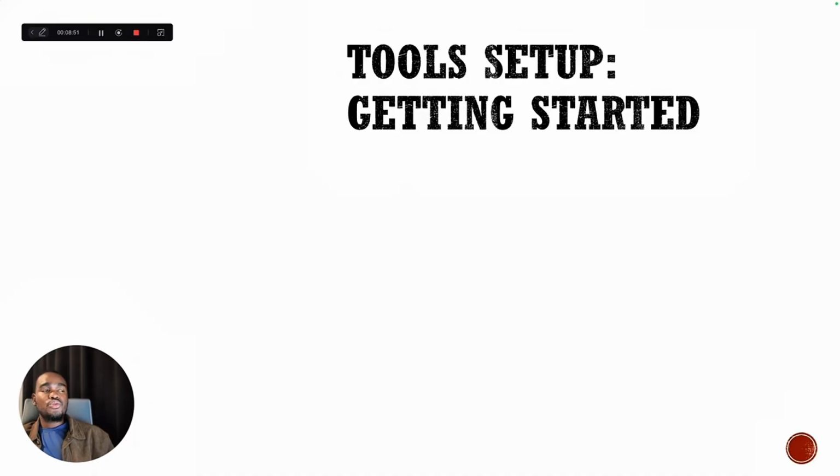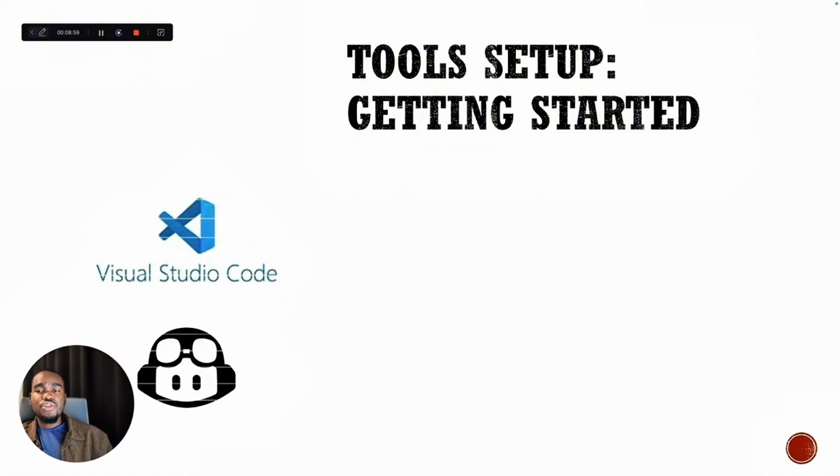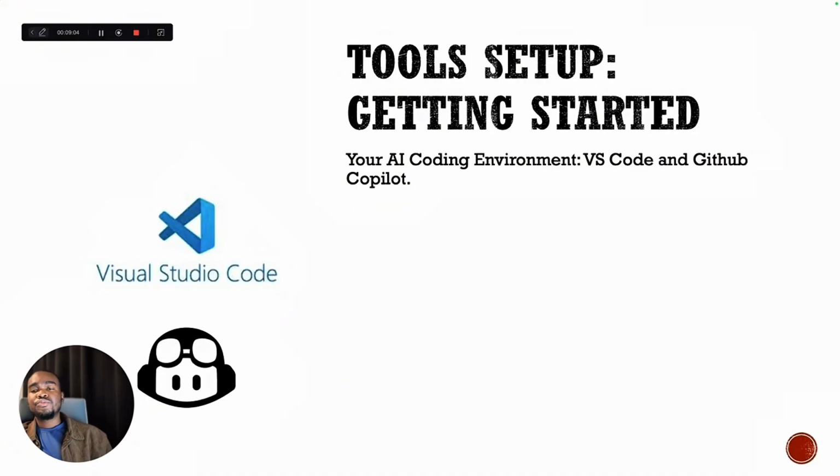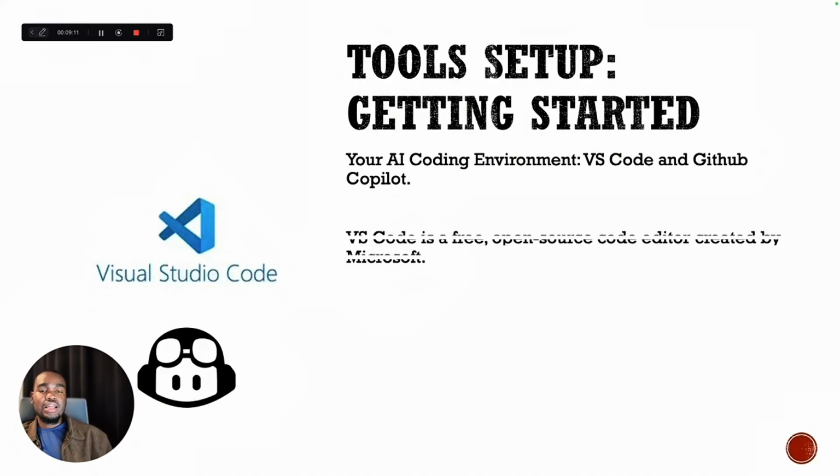So now the tools we'll be using for this course are Visual Studio Code and GitHub Copilot, right? Visual Studio Code, also called VS Code, is a free open source code editor created by Microsoft. GitHub Copilot is an AI-powered pair programmer developed by GitHub and OpenAI. Now, GitHub Copilot is available in the IDE.